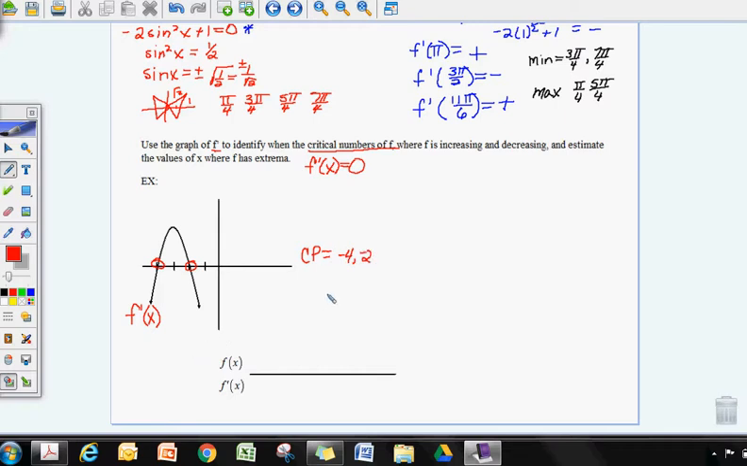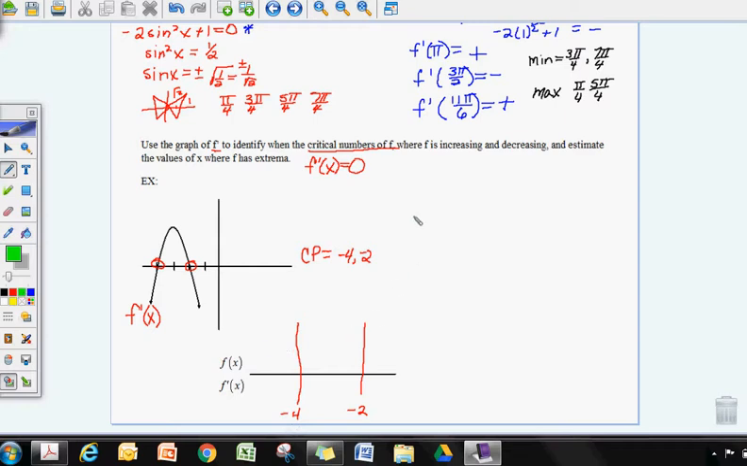That's not too bad. Where the function is increasing, it asks us to identify where the critical numbers are, where f is increasing and decreasing, and the estimate of the values of x that have an extrema. So basically, this is what we need to do. We found our critical points. It's where the derivative equals 0. Guess what? These critical points come on my graph. Here's -4. Here's -2. We didn't have to do any algebra to get it. You guys should love this.